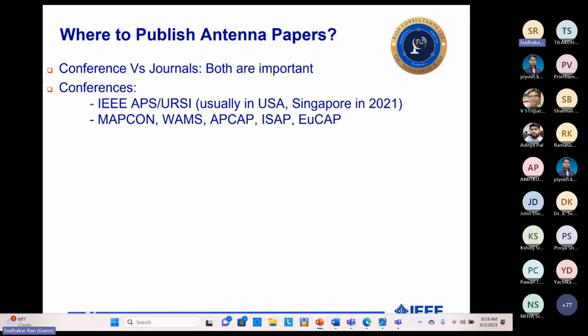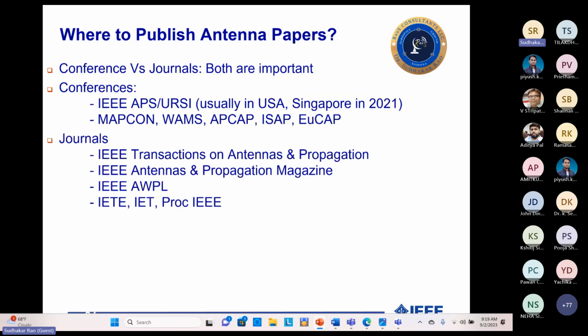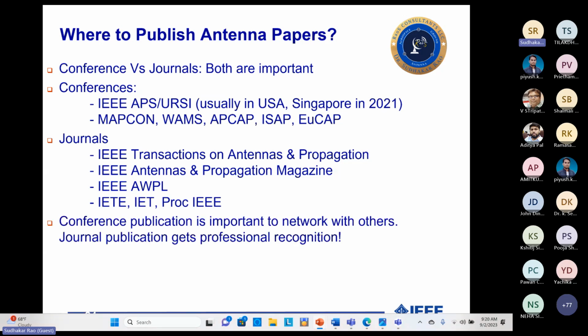If you go to conference papers, you have IEEE APSFC, which is the main conference. This was held in Singapore in 2021. And in India, you have MapCon, BAMS. And then in Asia, you have APCAP, ISAP. And in Europe, you have EuCAP. These are the main conferences for antennas. In journals, we have Transactions on Antennas and Propagation, AWPL, Antennas and Propagation Magazine. Then you have IATE, or now it's called IAT, and Proceedings of the IEEE as well.